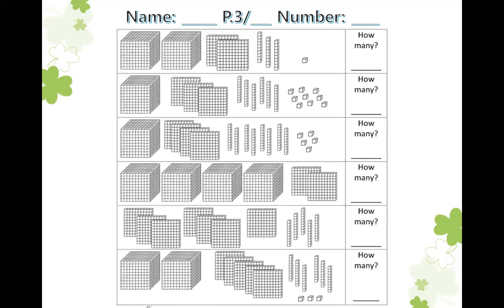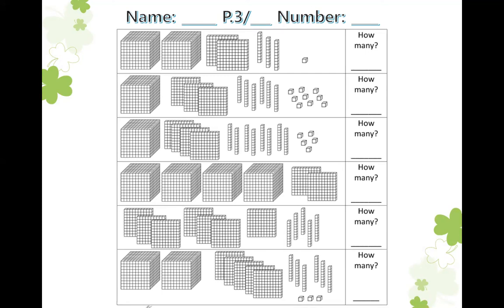All right, so for now, let's have your assignment. You get a piece of paper or your notebook, and write your name, your section, and your number. So we have here 6 items. The first item is already given for you. All right, so what number are we going to write on the blank?